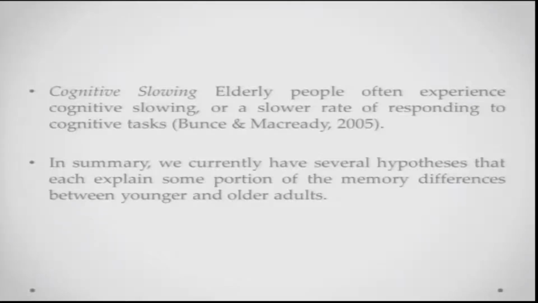Finally, you could refer to cognitive slowing. Elderly people often experience cognitive slowing, or a slower rate of responding to cognitive tasks. So, this could just be a response thing which is reflecting in their performance on these kinds of tasks. Now, in summary, we do have several hypotheses that explain some portion of the memory differences that happen between younger and older adults.